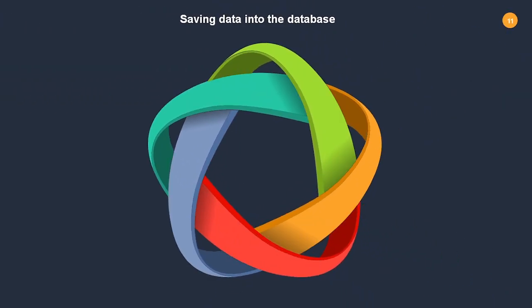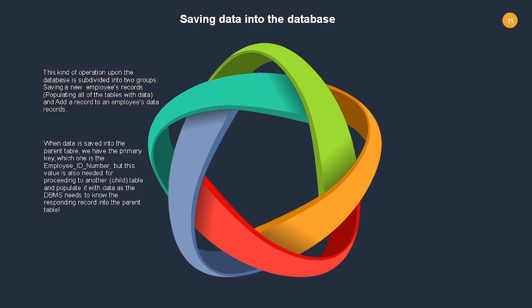In this slide, we are saving the data into a database. This kind of operation upon the database is subdivided into 2 groups: saving a new employee's record, and adding a record to an employee's data record, that is, updating it. When data is saved into the parent table, we have the primary key, which is the employee ID here, but this value is also needed for proceeding to another child table and populating it with data, as the DBMS needs to know the corresponding record in the parent table. So apparently we need to specify to which employee or person this data belongs.